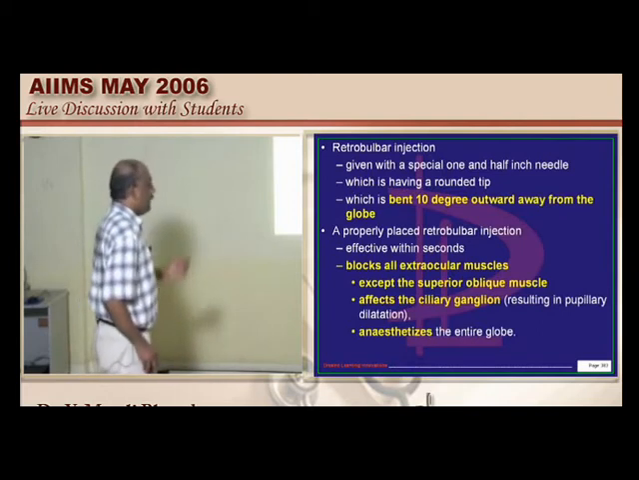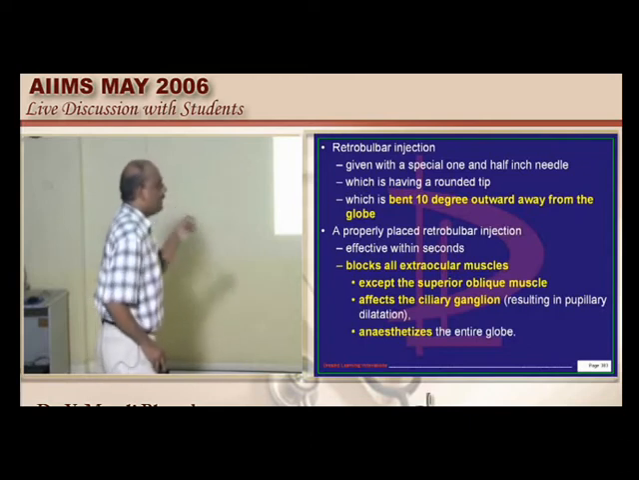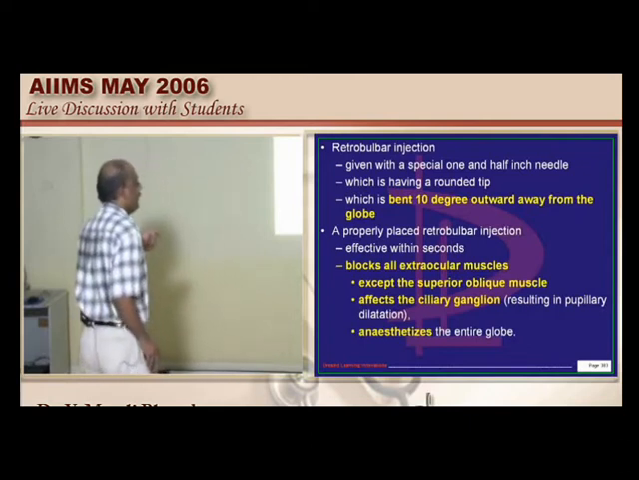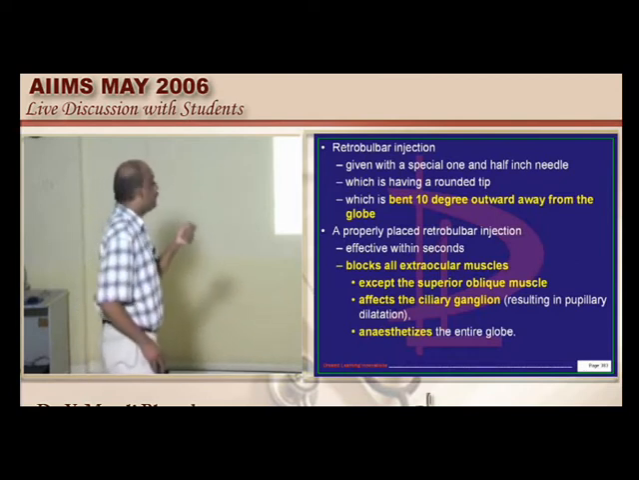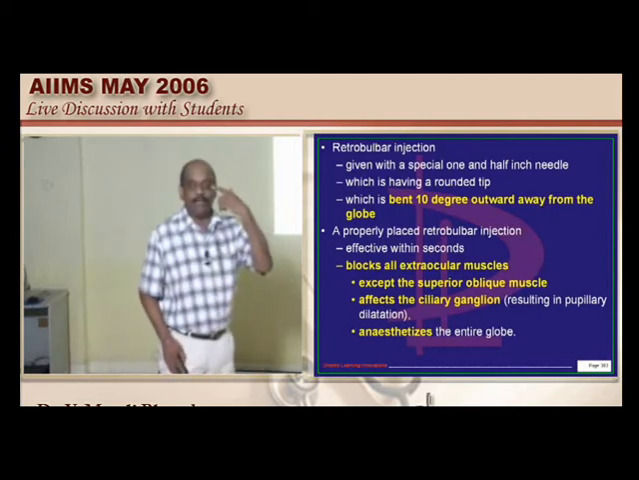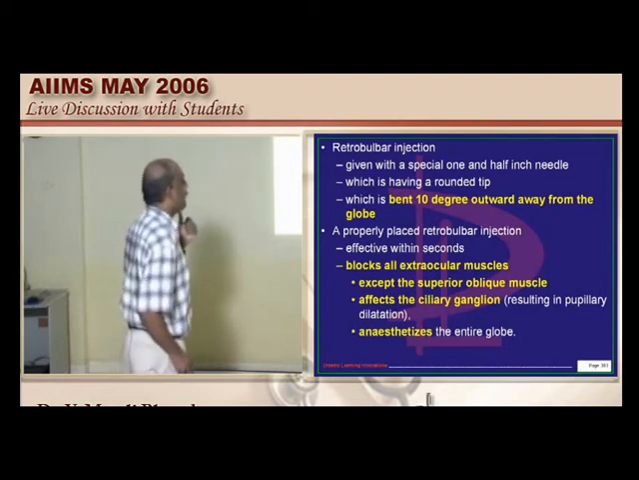There is a 1.5 inch needle with a rounded tip, bent at about 10 degrees of angle, and being injected, and this typically leads to anesthesia within a few seconds, which I want to underscore to all of you. But anesthesia will be to all the muscles but not the superior oblique muscle, which I want to underscore to all of you.